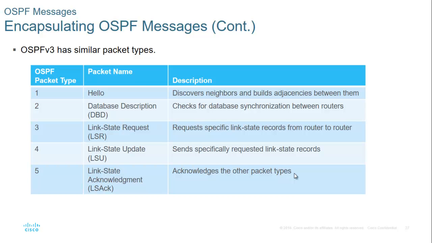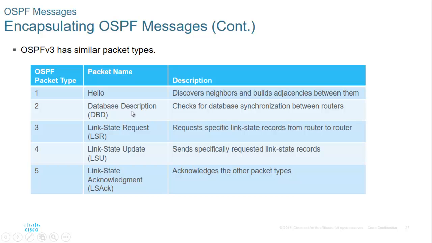So OSPF version 3 has similar packets. Remember, OSPF version 3 can support IP version 6. So it has the hello packet. The hello packet is used to discover neighbors and build adjacencies between them.